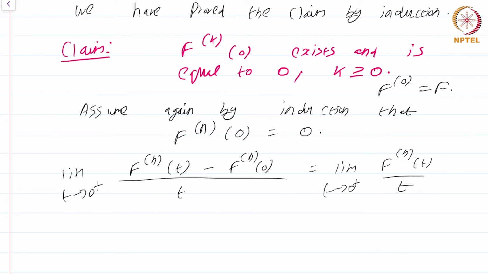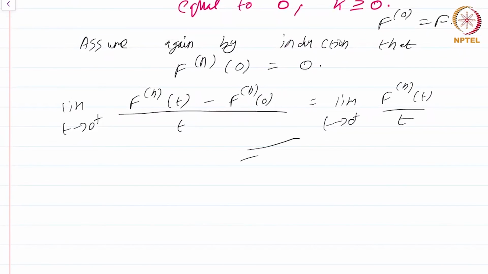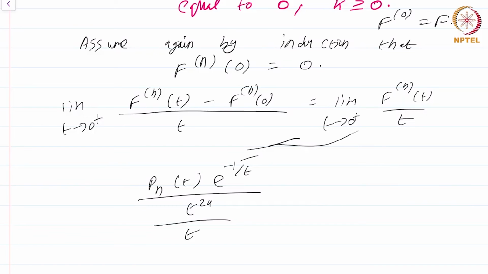Now you might understand why we tried to claim that fn of t is of a particular form. What is fn of t? This is just pn of t e power minus 1 by t divided by t power 2n. That's what the expression inside is going to be. So this is just pn of t e power minus 1 by t divided by t power 2n plus 1.